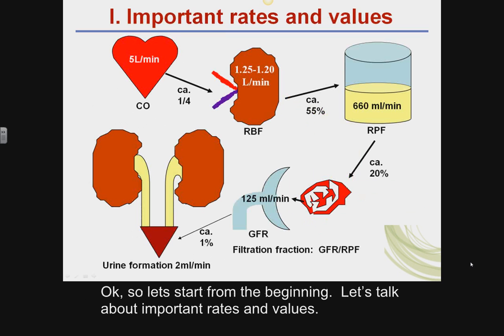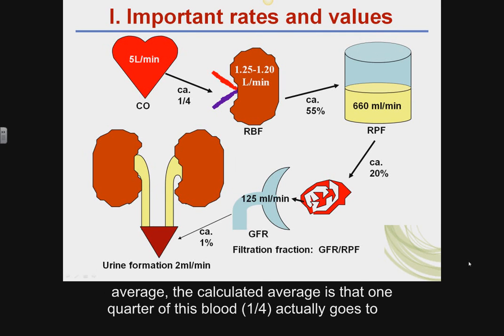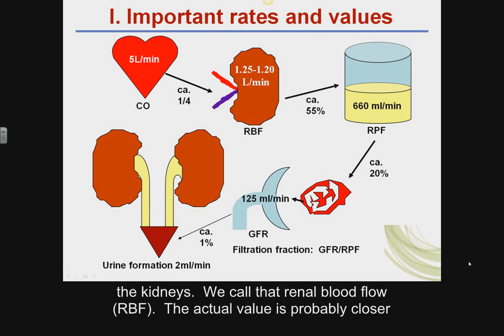Okay, so let's start from the beginning. Let's talk about important rates and values. Now, your cardiac output is 5 liters per minute. That is how much blood your heart is pumping. On average, the calculated average is that 1/4 of this blood actually goes to the kidneys. That means about 1.25 liters per minute of blood is actually going in and out of the kidneys. We call that renal blood flow, or RBF. The actual value is probably closer to 1.2 liters per minute, and I will explain why.